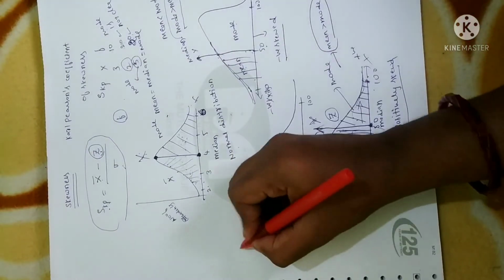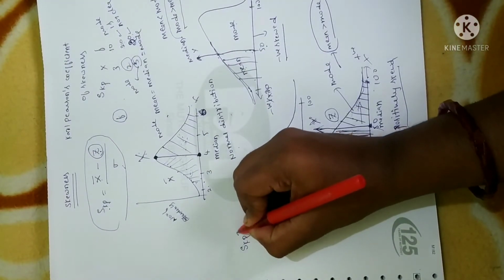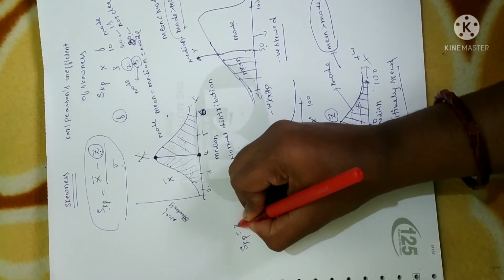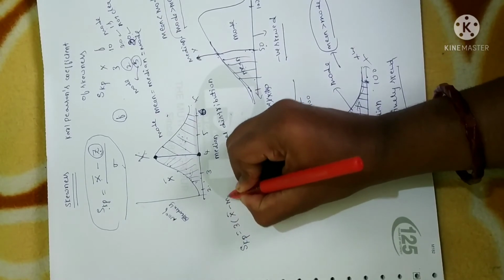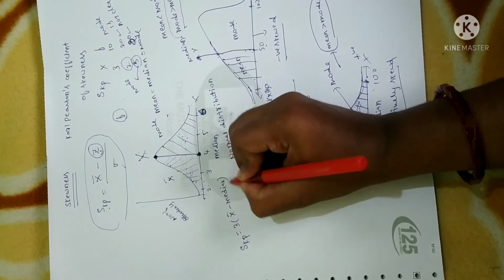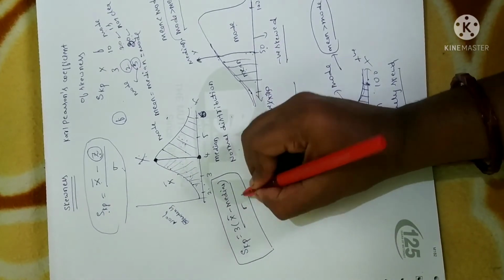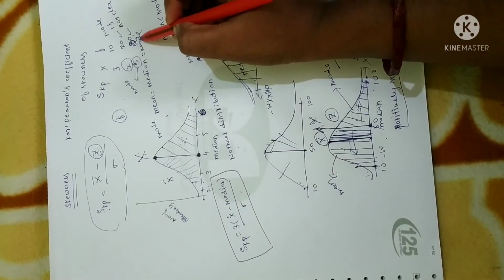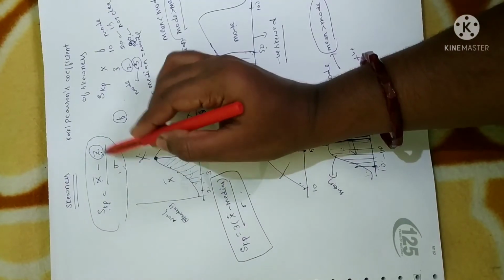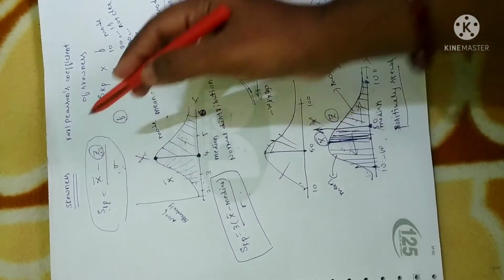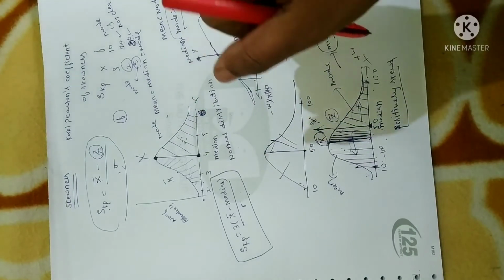So if mode is not clearly defined, we can use the formula SKP is equal to 3 into (x bar minus median) divided by sigma. So this formula can be used whenever the mode is not clearly defined. The earlier one is a very efficient formula where mode is clearly defined. Fine. So I hope you understand the concept of skewness.